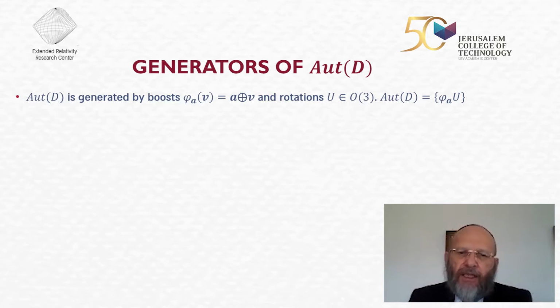So the generators of boost: we take this Einstein's velocity addition, and those are elements of our D, and there are also rotations. Rotations also preserve the interval, and therefore the general group our D is a composition of a rotation and phi A for any A. It means that it has a very specific form.